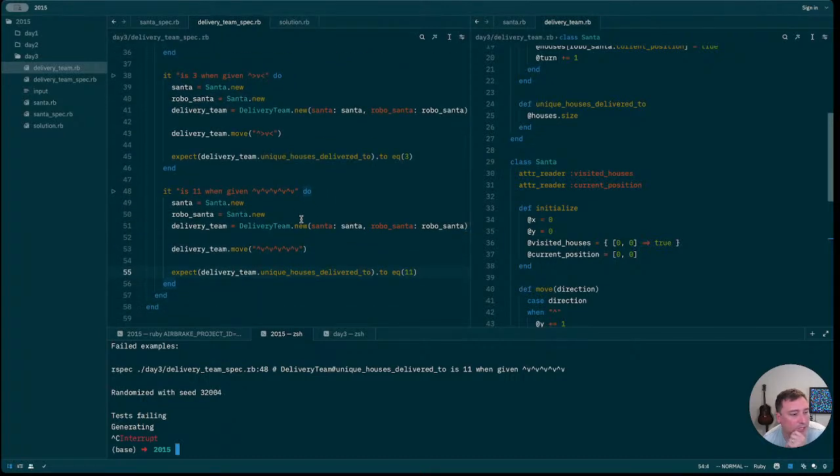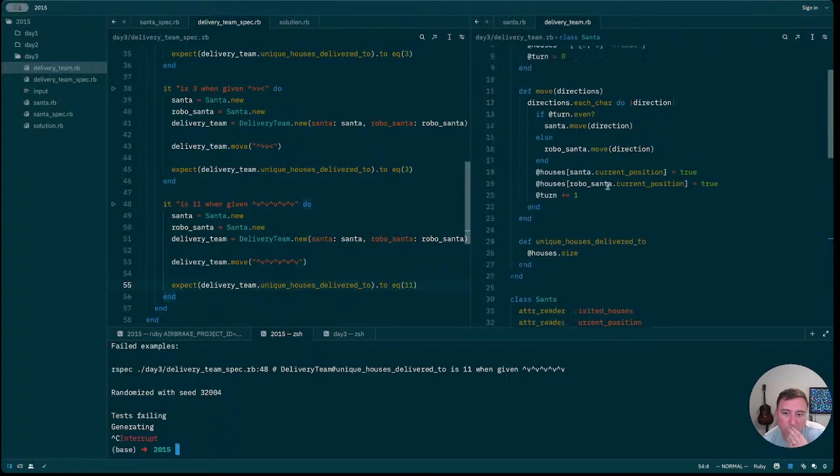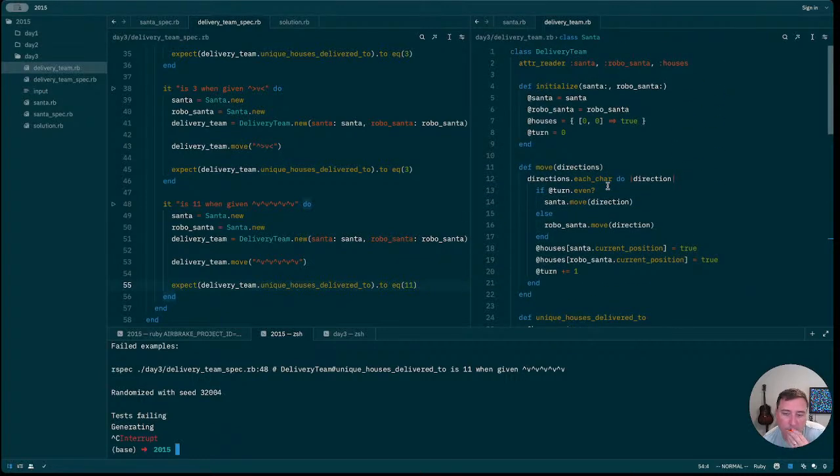Is it going to be 11? One direction. Santa, Robo Santa, up, down, up, down, up, down, up, down, up, down. Right, should equal 3. Well, this seems like a good place to stop. Maybe. Let me see.